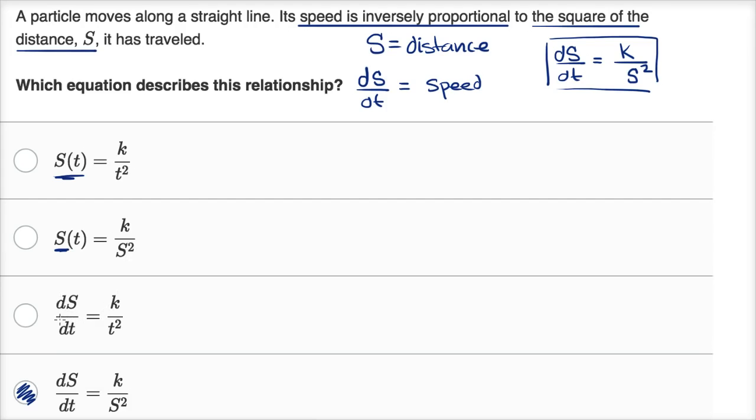And this is saying that the change in distance with respect to time, the derivative of the distance with respect to time, ds/dt, or the speed, is inversely proportional to time squared. Well, that's not what they said. They said it's inversely proportional to the square of the distance it has traveled. So we like that choice.